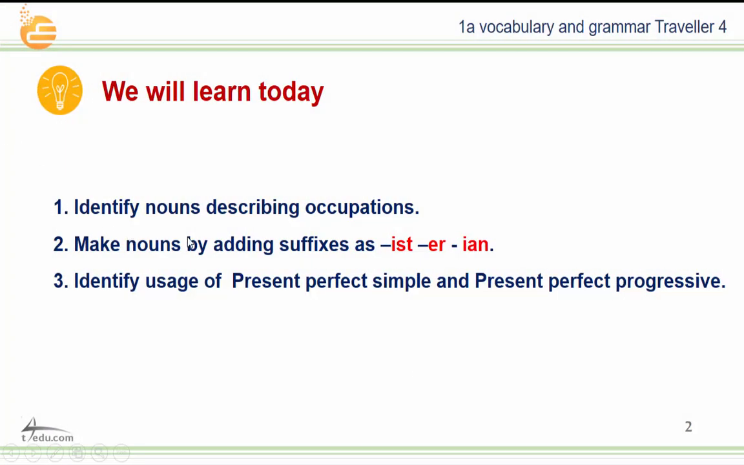Today we will identify nouns describing occupations. Make nouns by adding suffixes such as -ist, -er, -ian. Then we will identify usage of present perfect simple and present perfect progressive.